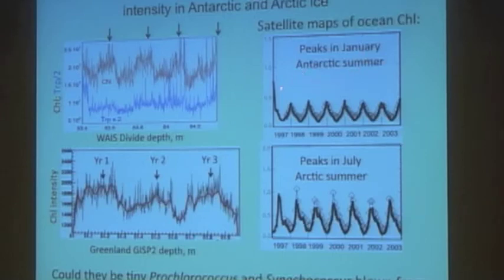If you come over here and look at the satellite outputs from a chlorophyll developed probe in a satellite, in the Antarctic summertime, which is in January, you have a peak in the chlorophyll, which is completely in agreement with this, and the satellite people assume that that means life. That means algae, cyanobacteria, whatnot. And then down here in the opposite hemisphere, in the Arctic, summer is in July, and here you see the peak is halfway between the ticks, which are Januarys.